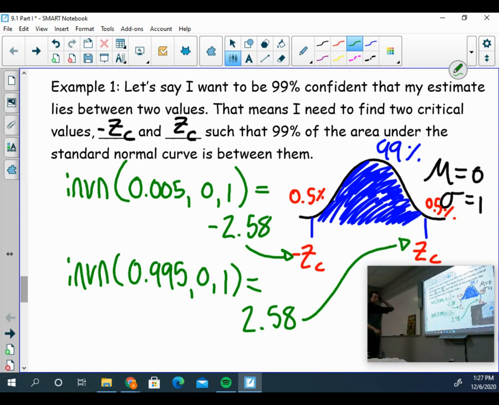So looking at my answer in the context of the problem, I want to be 99% confident that an estimate I'm trying to make lies between two values. Well, I need to start that process by looking at the standard normal curve and asking, what are the two values that hold 99% of the data between them? Because then I'm going to be 99% confident that a random variable z on my standard normal curve is between those two values.